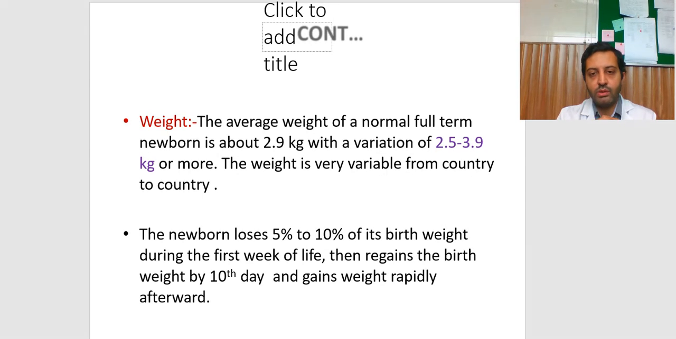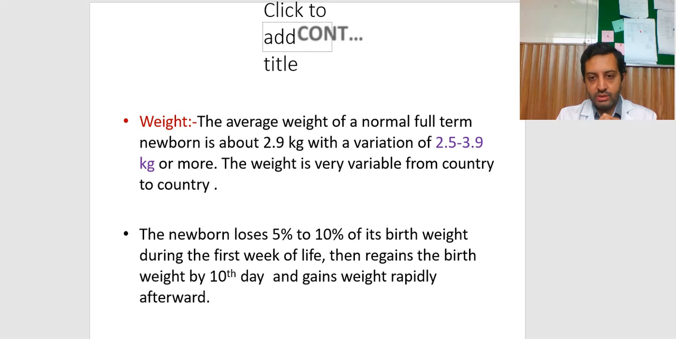If we talk about the weight of a full-term newborn baby, that is variable and varies from 2.5 to 3.9 kg. So, a baby who weighs more than 3.9 kg is called large for gestational age, or LGA baby.